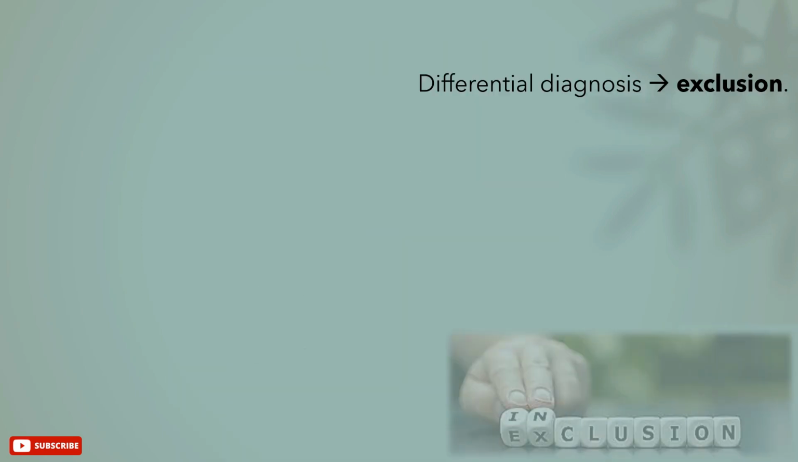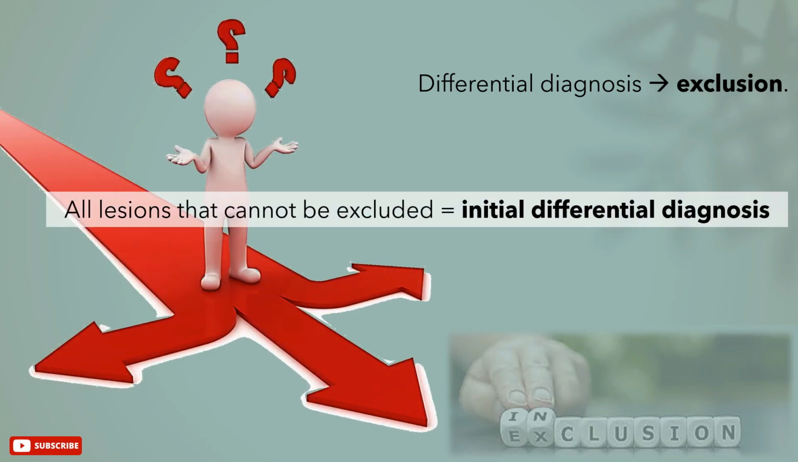Differential diagnosis is a serious step in your diagnosis because important and serious conditions can be overlooked. So, it is based on exclusion, and any lesion that cannot be excluded represents your initial differential diagnosis, and then it's the base of your ordering tests and procedures to narrow down the possibilities.